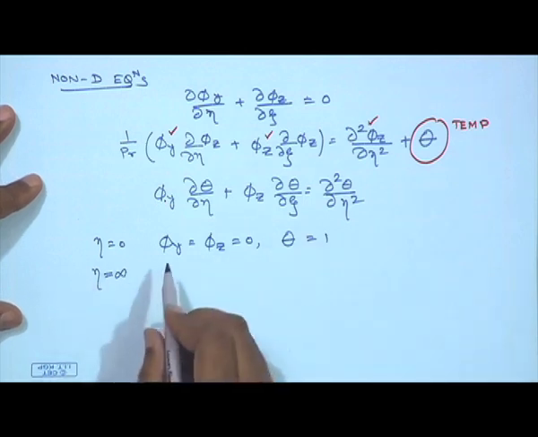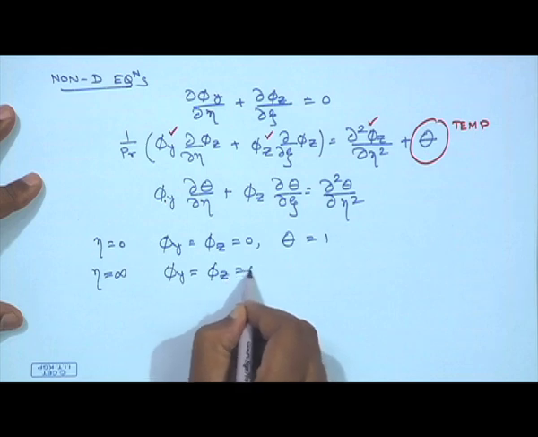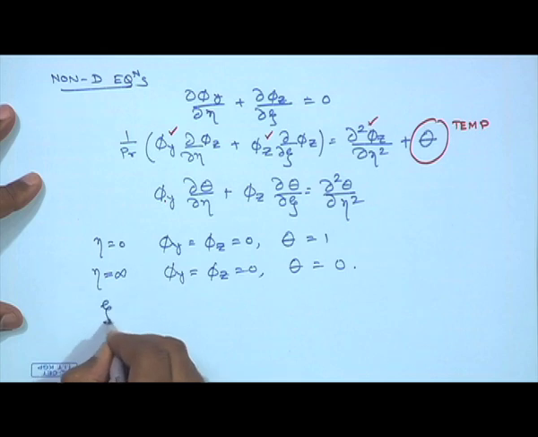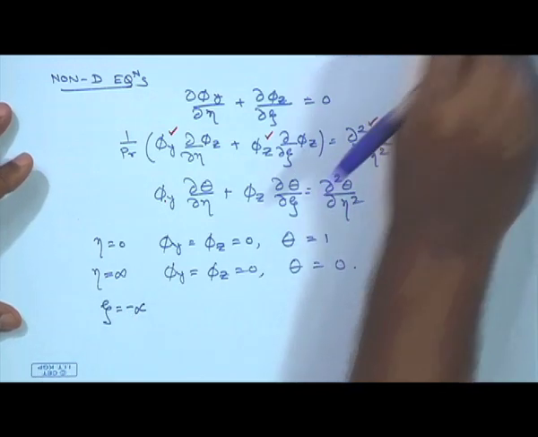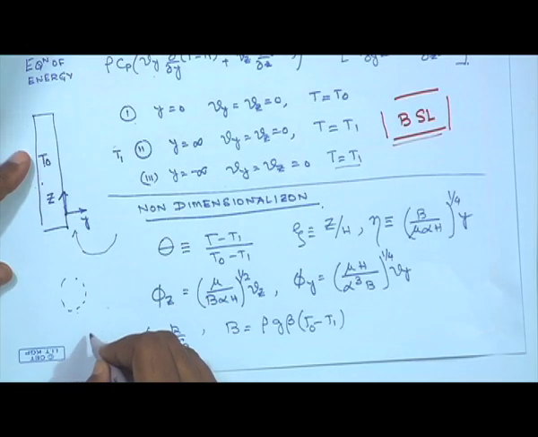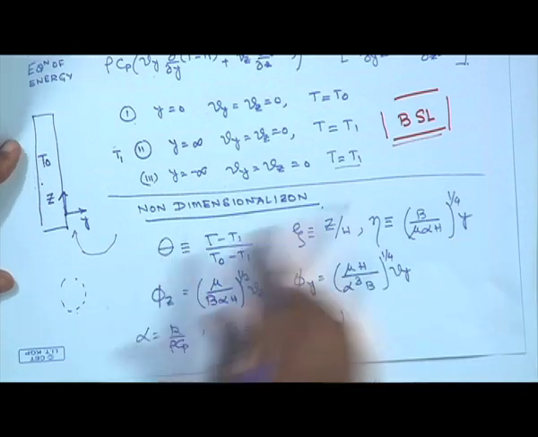So, with this geometric condition, I again write phi y equals phi z equals 0 and theta equals 0, at zeta equals minus infinity, that means at a point where z equals minus infinity, there would be no velocity and the temperature would again be equal to T1. So, theta would be equal to 0.